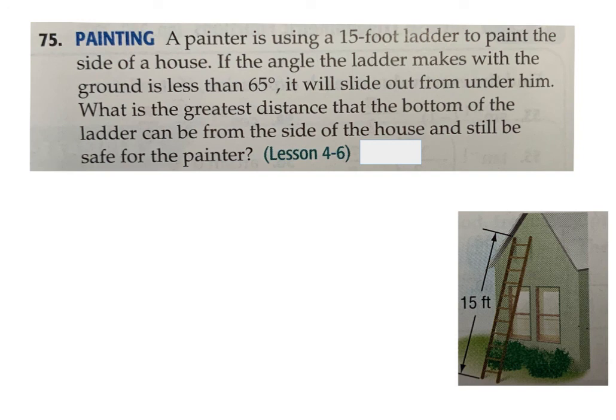So you will have a word problem using one of the methods, at least one of the methods you've used, if not a couple. A painter's using a 15-foot ladder to paint. If the angle the ladder makes with the ground is less than 65 degrees, it will slide out from underneath him. What's the greatest distance that the bottom of the ladder can be from the side of the house and still be safe for the painter? And so you will not get a picture from me. I won't give you a picture, so you have to sketch your own, right, and set it up.